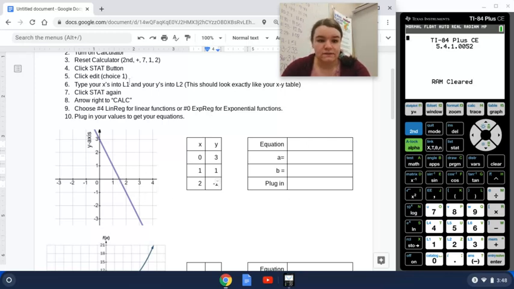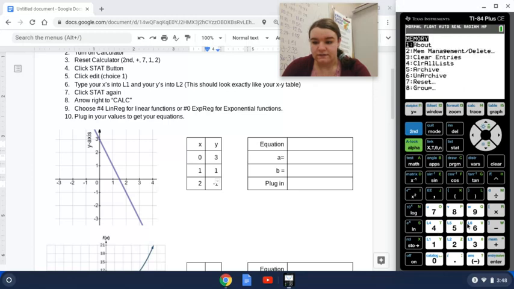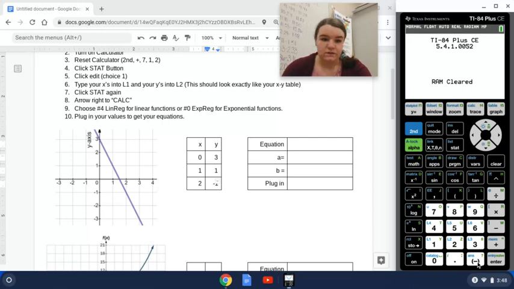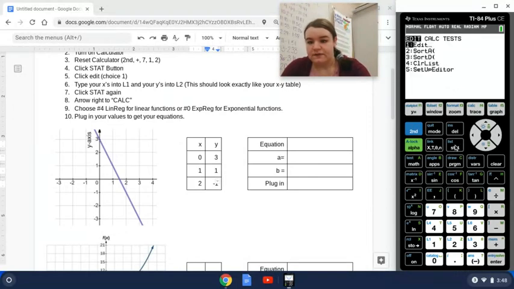So next step is turn on my calculator. I have my calculator right here. And we're going to reset it just to clear it by clicking second plus 7, 1, 2. Not required, but it does make our lives a little easier when we start using it. And choice 4, this is new, it says to click the stat button. So the stat button is right here by the left arrow. So you're going to click that stat right next to the left arrow here.